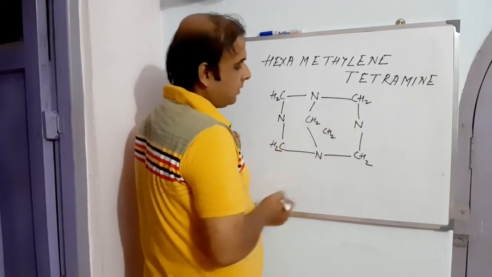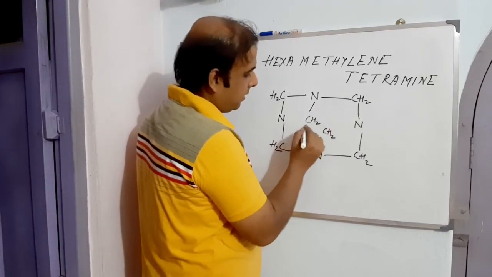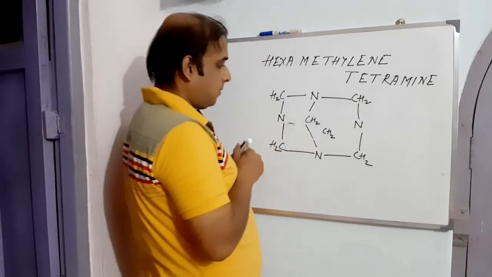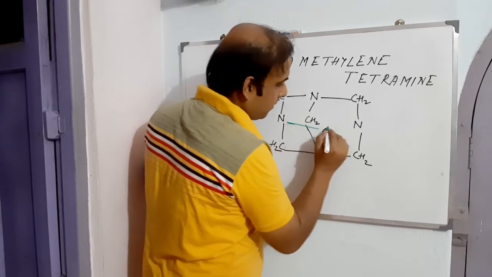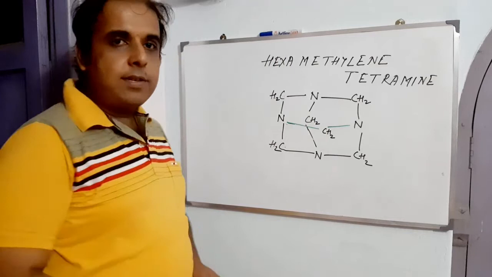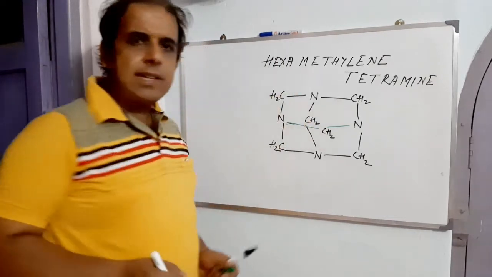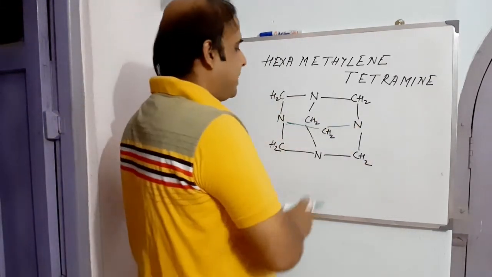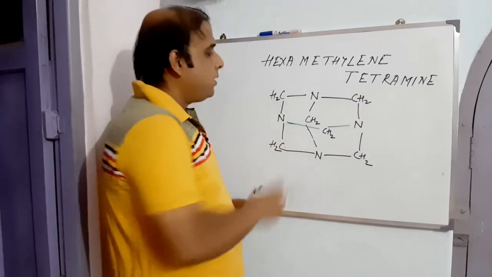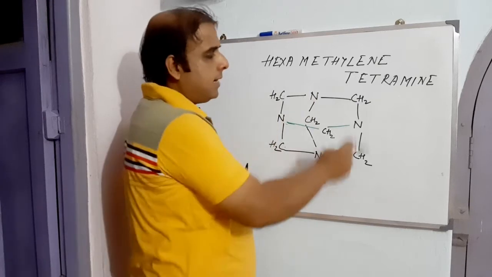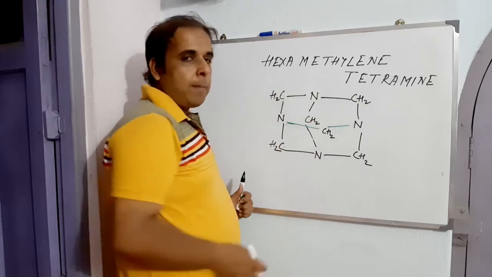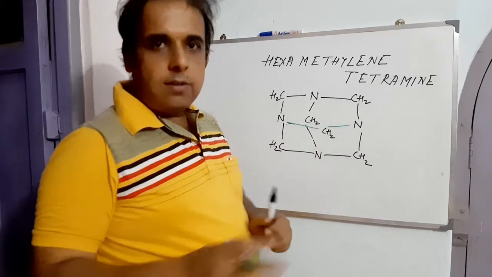Something like this, and like this. Can we say we are done with the tricyclic system? Yes, why not? This is an example of a tricyclic system. So all the sites are found to be the same: this site CH2, N, CH2, this site CH2, N, CH2, same thing. All are the same in their arrangement and features.